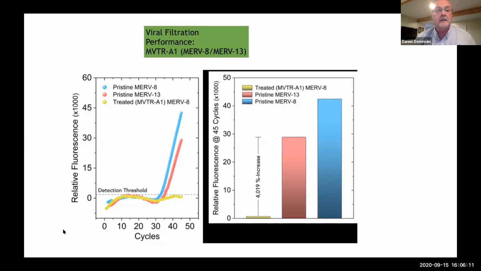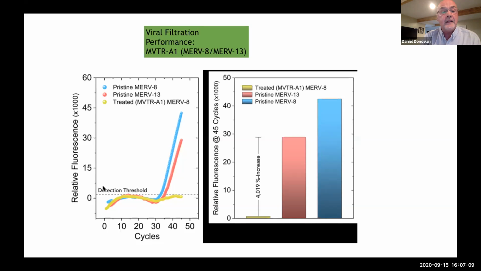It took me quite a while to try to understand what relative fluorescence was, what cycles were, and what detection threshold was. But here you have a MERV 8 untreated filter on the bottom, and here with the virus, and this is tested with the COVID-19 virus, not anything else. And here is the MERV-13 untreated. They also tested this against a MERV-14 filter, and the 14 performed much better apparently than the 13, but it still, of course, had leakage. And that slide I do not have because that data was not available when I was putting this slide together.